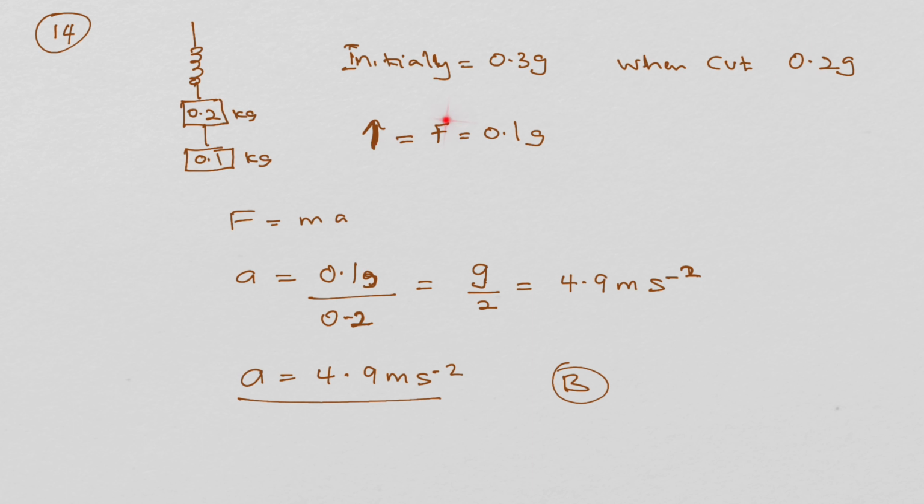And so the difference, the leading force now, will be 0.1 gravitational field strength. So what we now need is the 0.1 gravitational field strength. F equals ma, so a is going to be F over m, which is 0.1 gravitational field strength, the F, over the mass 0.2, which is what is left. Therefore, multiplying both sides by 10, you're going to get g over 2, which is 4.9 meters per second squared. So the answer is B.